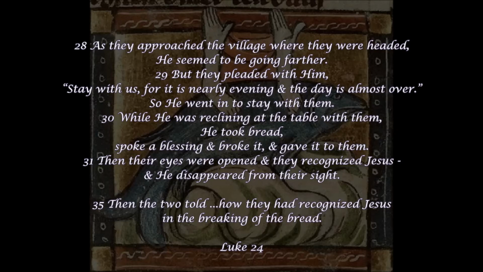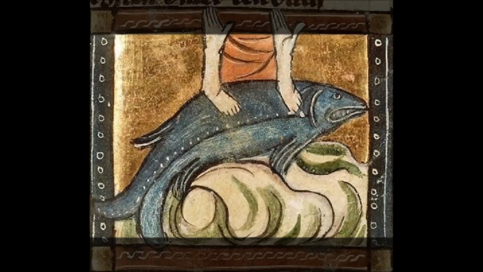While he was reclining at the table with them, he took bread, spoke a blessing, and broke it, and gave it to them. Then their eyes were opened, and they recognized Jesus, and he disappeared from their sight. Then the 2 told what had happened on the road, and how they had recognized Jesus in the breaking of the bread."